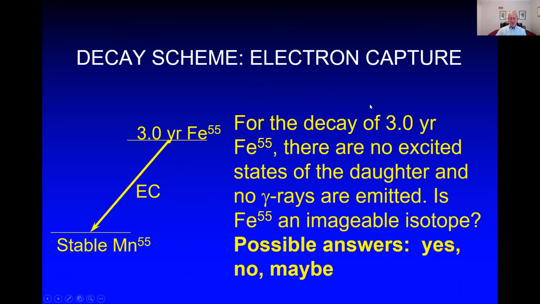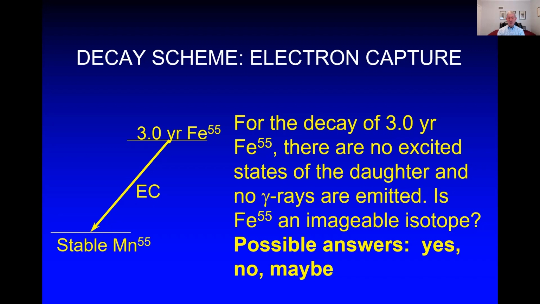Here's a great exam question. Let's say you have iron 55. Iron 55 decays by electron capture, but it goes straight to the ground state. There are no gammas being given off. Here's your exam question. There are 3 possible answers. Is iron 55 an imageable isotope? Possible answers are yes, or no, or maybe. I've given you enough information to answer the question.